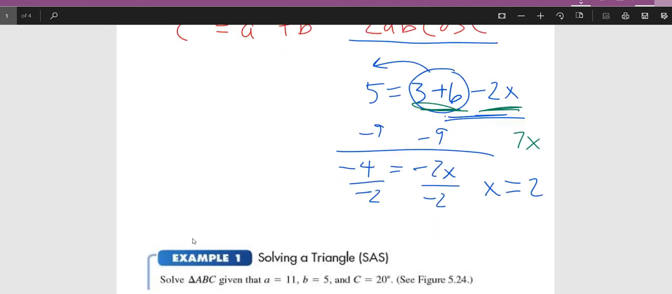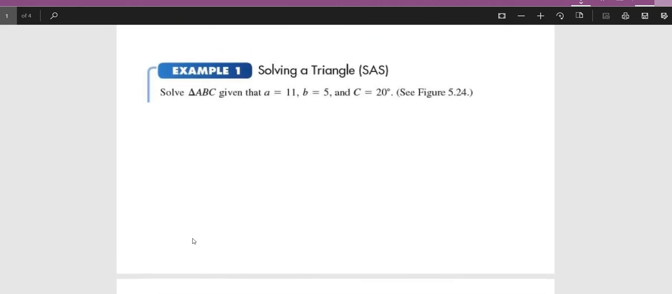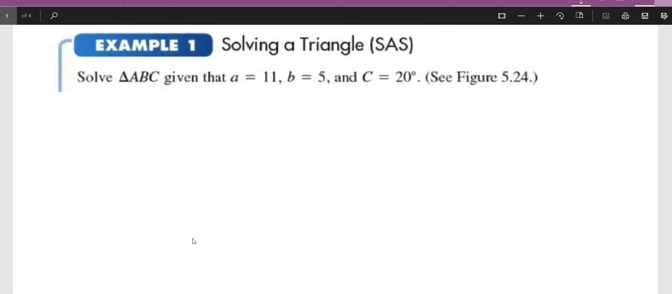Okay, so got a triangle. When in doubt, draw it out.